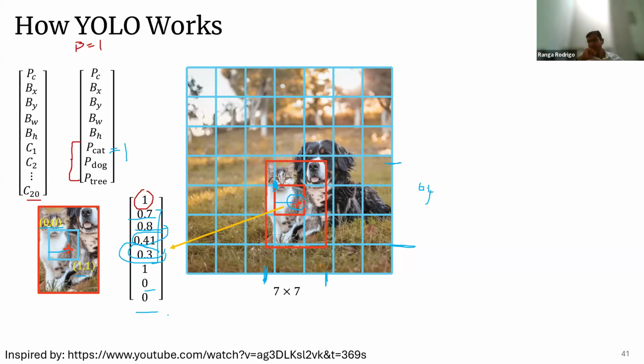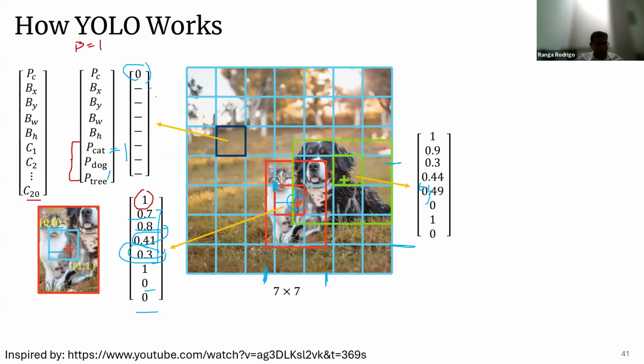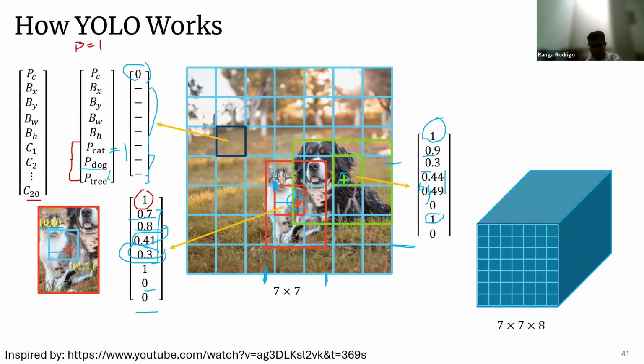Each of these cells will have a ground truth vector. So let's take another one. In this one, there's no object, so this probability is 0 here, and none of the other parameters are filled in. And if you take the dog box case, it's 1. You can see 0.9, 0.3 because of the center being here, and the dog is slightly larger, 0.44, 0.49. And the dog probability is 1. This way, you compute the ground truth tensor of this size, 7 times 7 times 8 for this example.